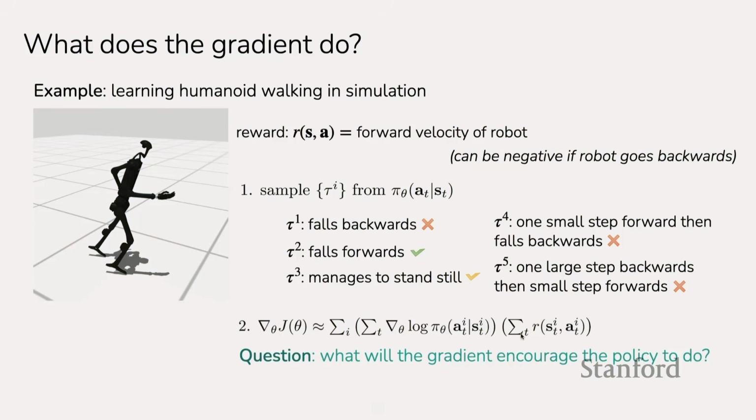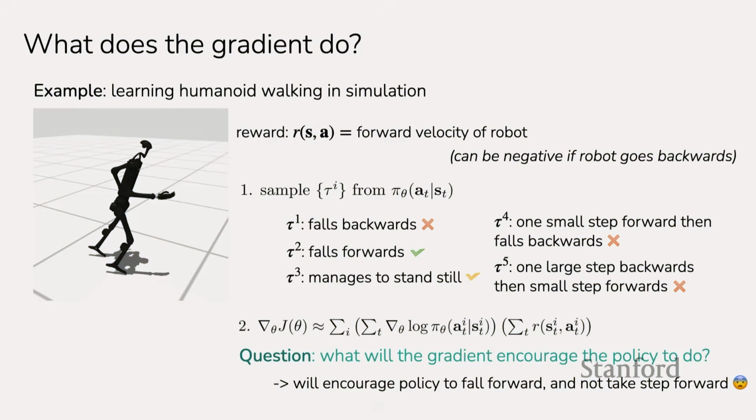And so what this means is you'll get negative gradients for any actions that were taken in 1, 4, and 5. You'll get positive gradients for all the actions taken in 2. And you'll get roughly 0 gradients for all the actions that are taken in trajectory 3. And so this means that it will encourage it to fall forwards. And it'll encourage it to not do the things that were in 1, 4, and 5. So it will discourage it from taking steps backwards or forwards, and will also discourage it from falling backwards. Cool. So it'll encourage the policy to fall forwards and not take steps.